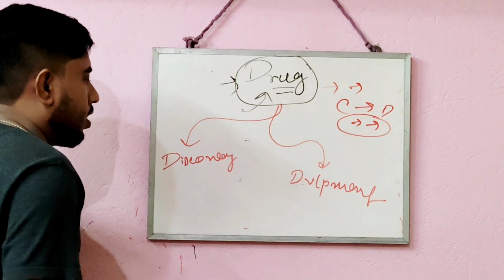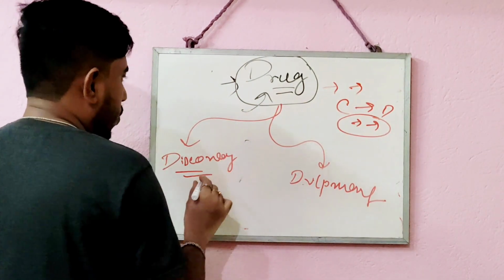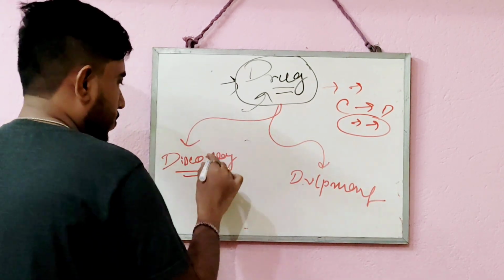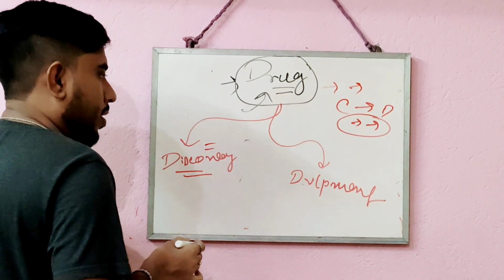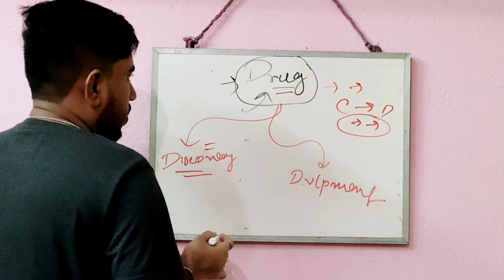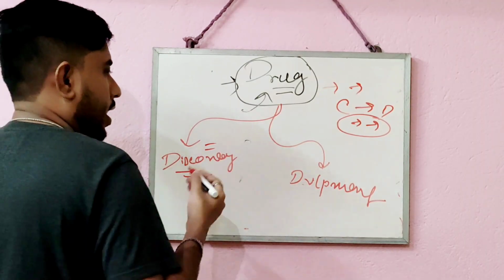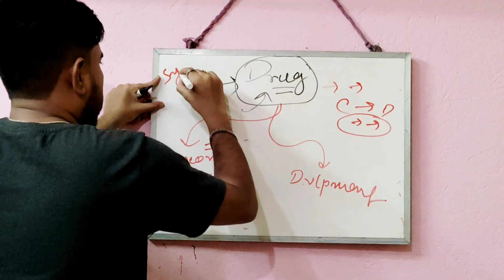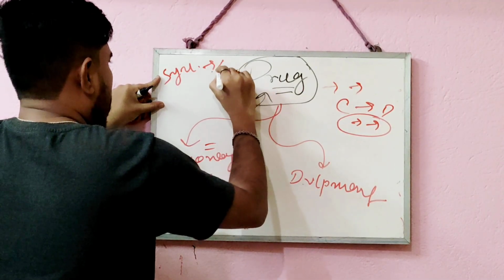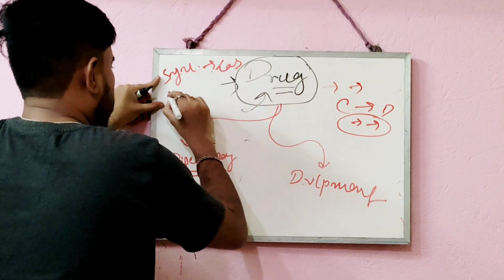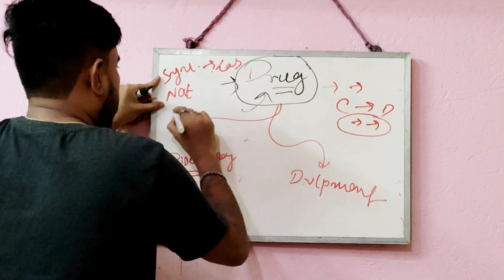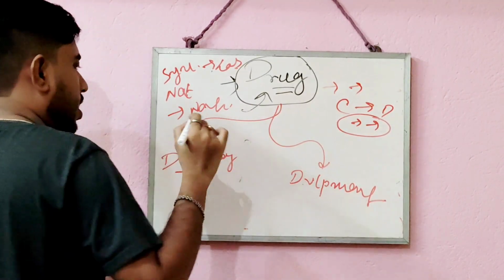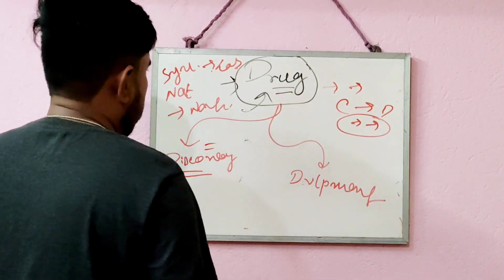From the name only you can understand, discovery means we have to find a new compound or new drug that is not available in the market. That can be from any source. The compound can be synthetic, that means prepared in a lab, or it can be natural, already present in different natural things, especially plants.